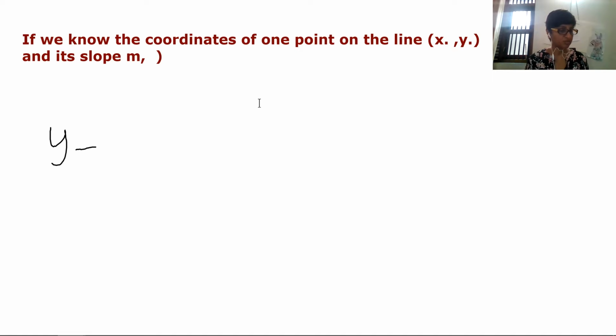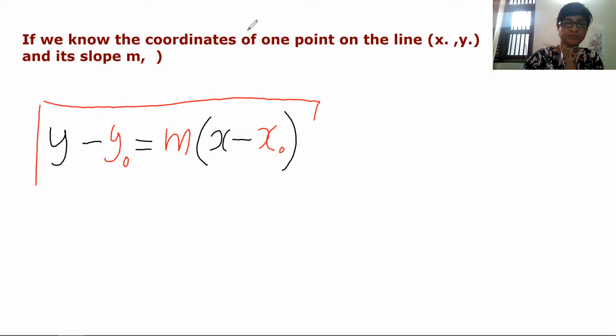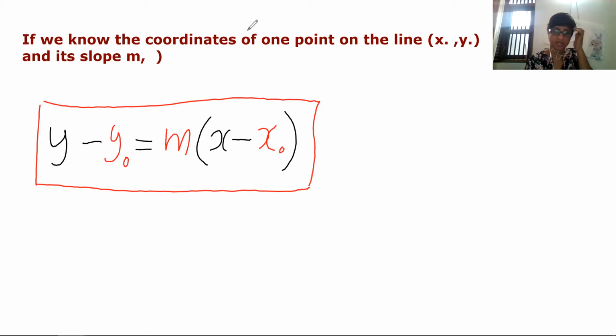If we know the coordinates of one point on the line, (x naught, y naught), that's the coordinates, that is in red, and its slope m in red, its equation can be written in point slope form. And then you write the point slope form: y minus y naught equals m times x minus x naught. I'm showing you where the information goes in the form in red.